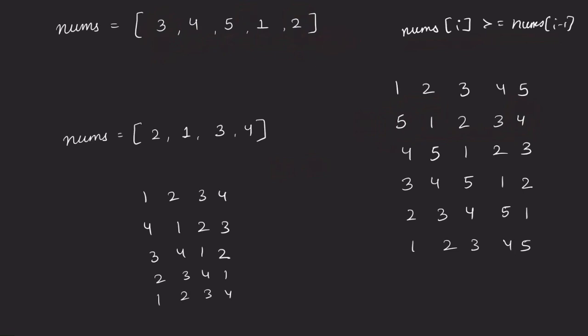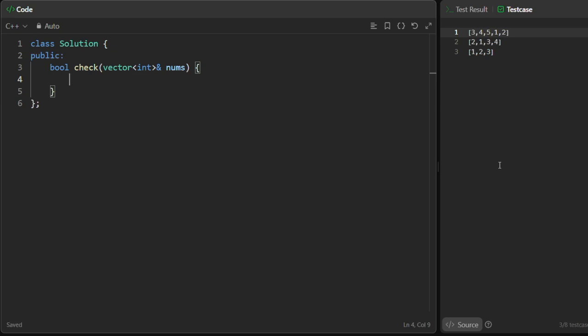Then if we check in this particular case, 1 greater than or equal to 2, no, not satisfied. 3 greater than or equal to 1, yes. 4 greater than or equal to 3, yes. 2 greater than or equal to 4, no. So there are two positions where the condition is not satisfied. So here our answer will be false, right? Since we are just iterating once in the nums array, our time complexity will be order of n.